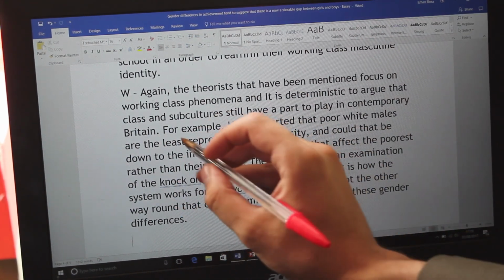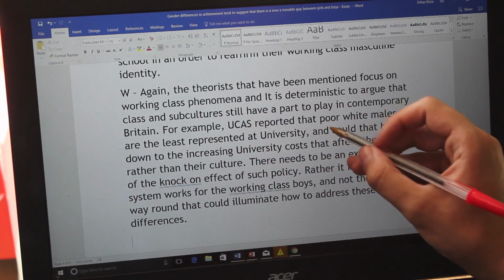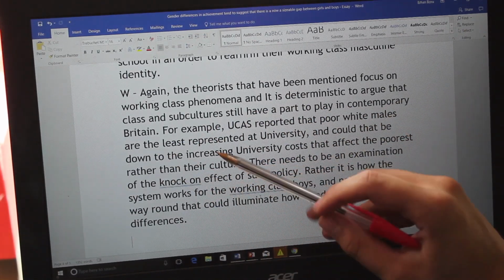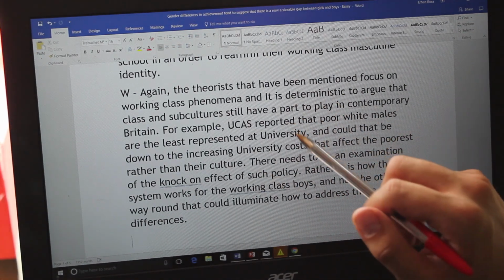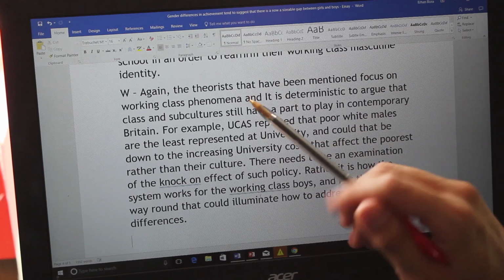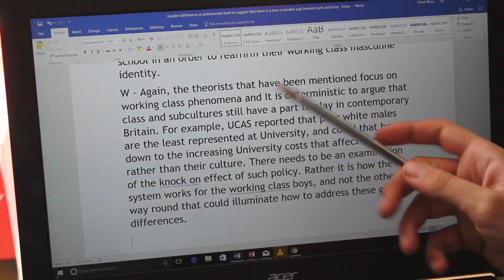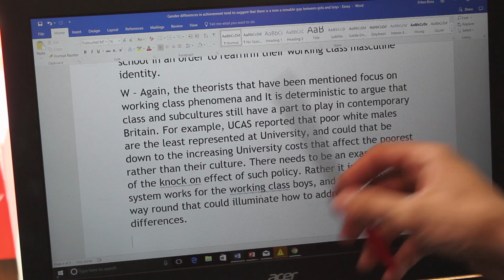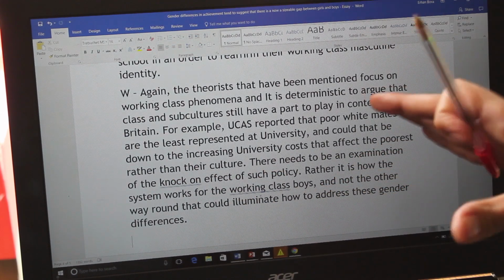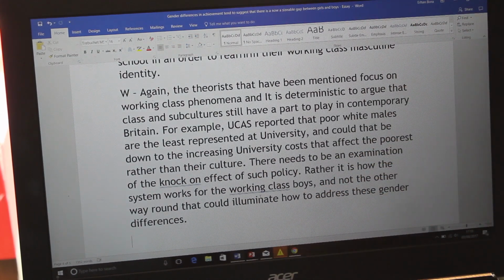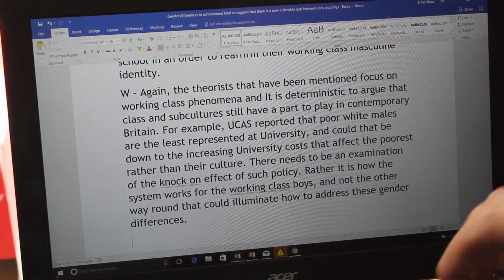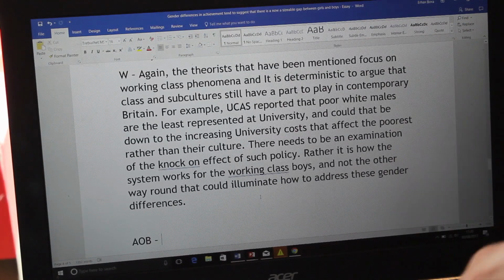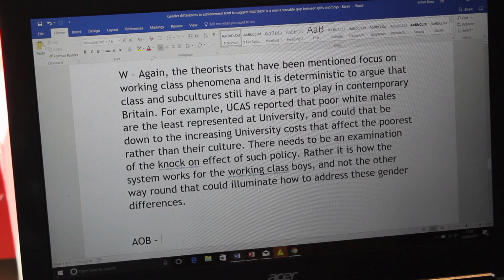Now, I'm going to explain that. For example, UCAS have reported that poor white males are the least represented at university. So of all the ethnic, class and gender groups, white working class boys are the least represented. And this could be down to the increasing university costs that affect the poorest rather than their culture. It's all good saying that it's their culture that's holding them back, but is it the fact that we're charging £9,000 a year tuition fees for university that's putting off these boys? Or is it the whole culture of education as a whole? There needs to be an examination of the knock-on effects of such policy.